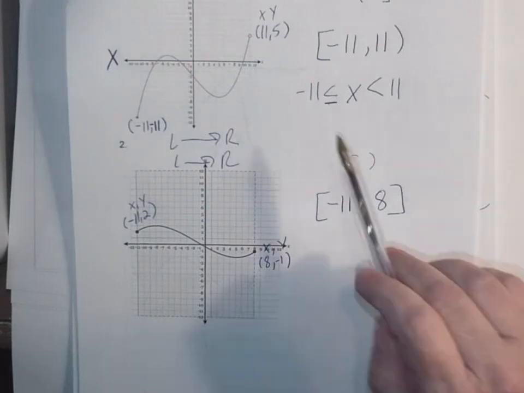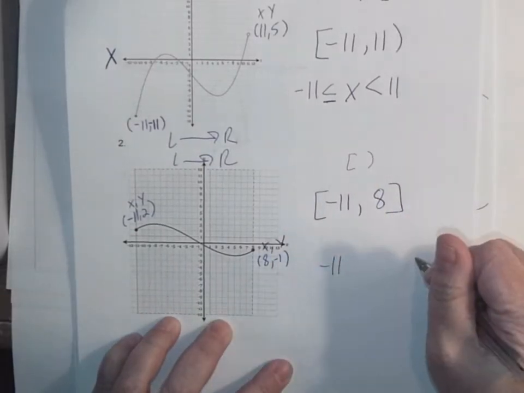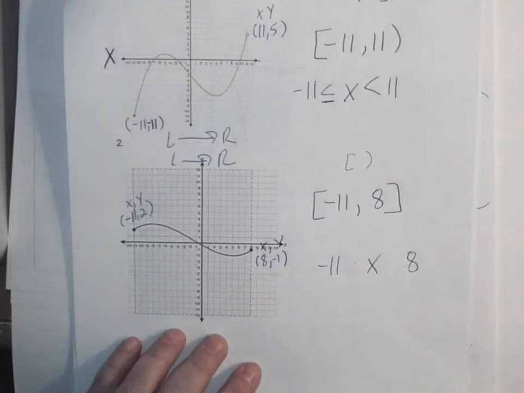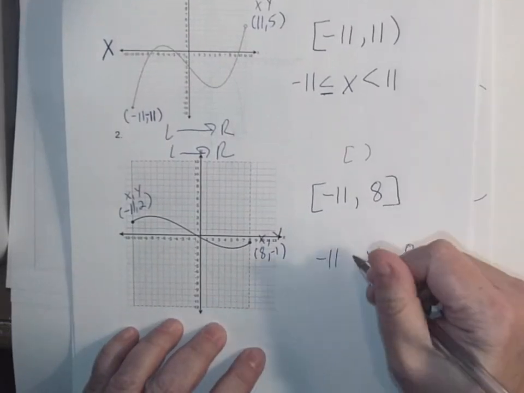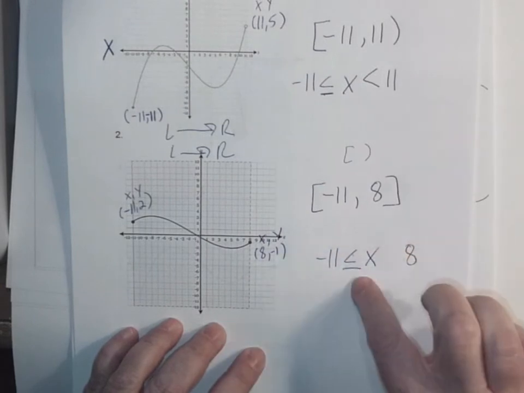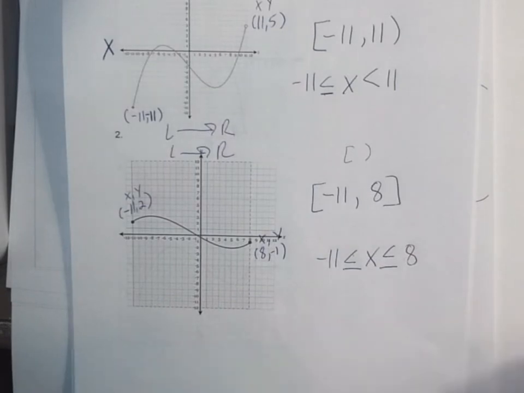And then I'm going to write it where it looks like this. So I know negative 11 is over here, 8 goes over here, and x is in the middle. And I'm trying to think about my signs. They're always going to be less than. So this is less than or equal to because that's a closed bracket. And this is also less than or equal to because it's a closed bracket. Okay, and that's based on the fact that there are solid dots in this graph.